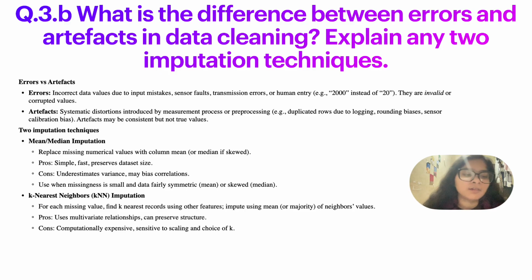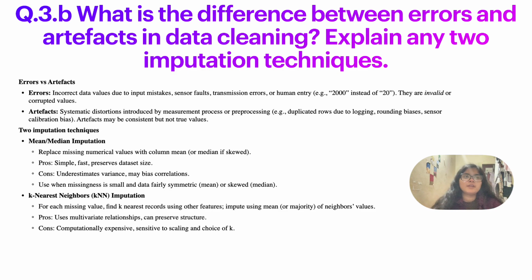It cannot be recovered. While artifacts are the systematic distortions introduced by measurement process or pre-processing, like duplicated rows due to logging, rounding biases, sensor calibration bias. Artifacts may be consistent but not true values. Actually, it is systematic errors that occur that can be corrected if detected.